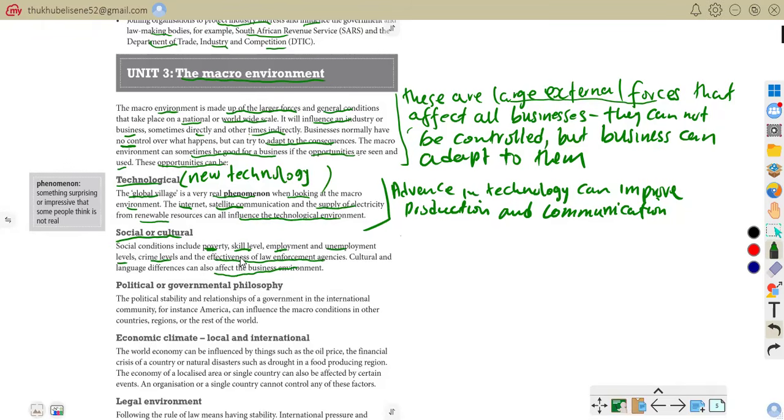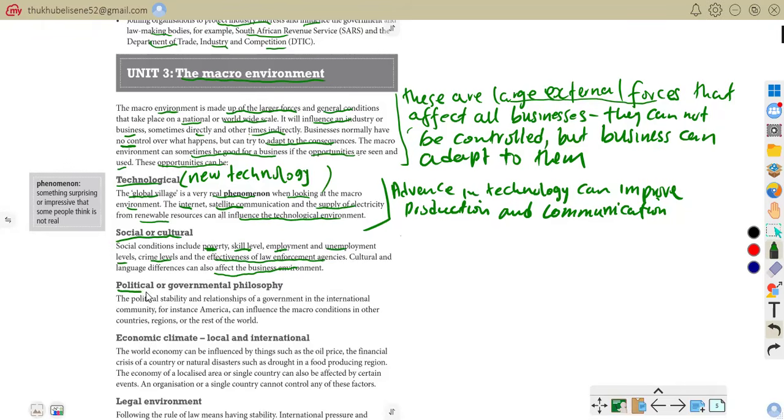So if people are to face poverty because they can't find jobs, or the skill levels, they are illiterate and then they cannot find jobs because of the skills, that as well is going to affect the business environment. The employment as well can affect it positively and negatively. Also the crime level, like they said.